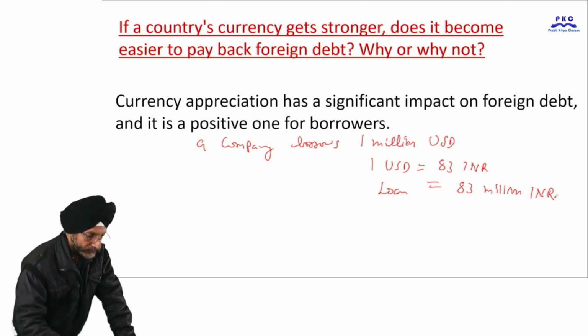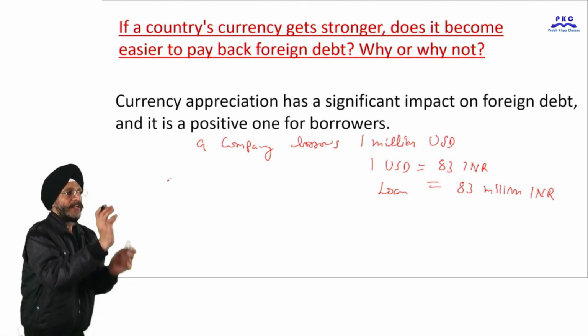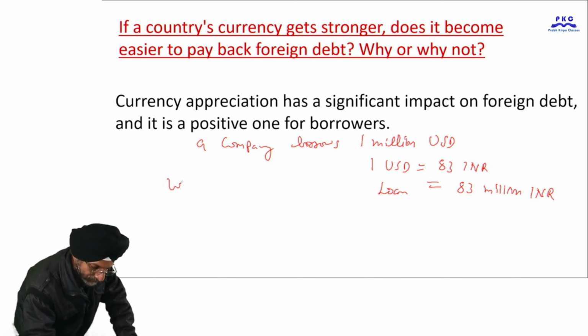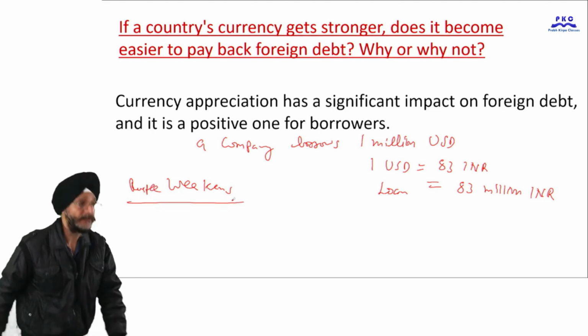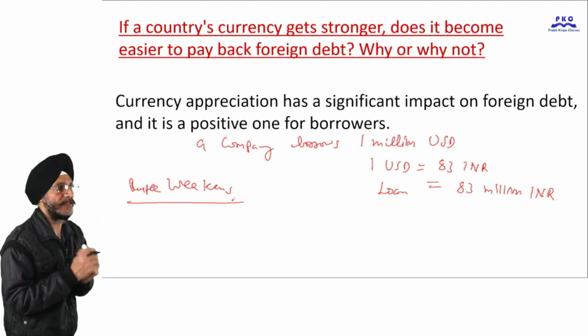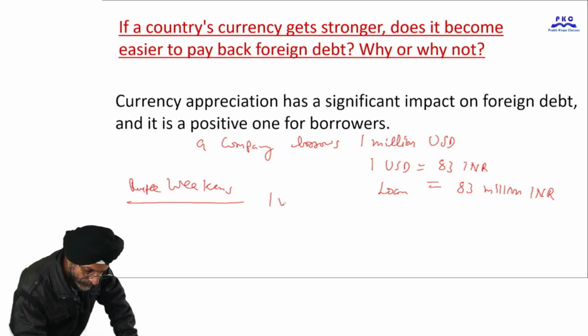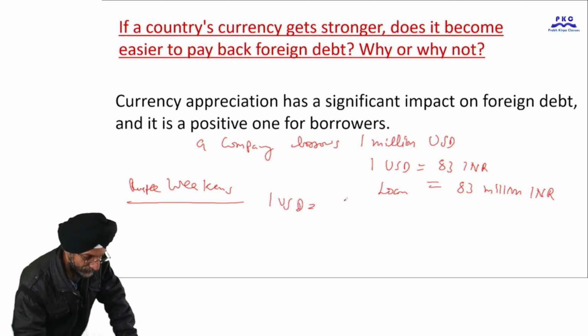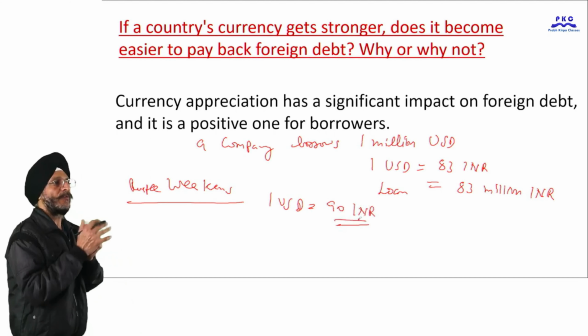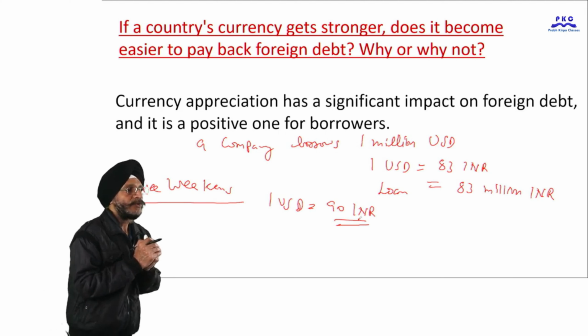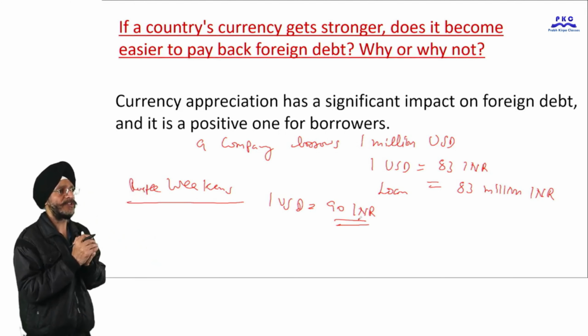If the Indian rupee weakens, suppose the rupee weakens and it becomes 90 Indian rupees equal to 1 US dollar. So, what is the situation?